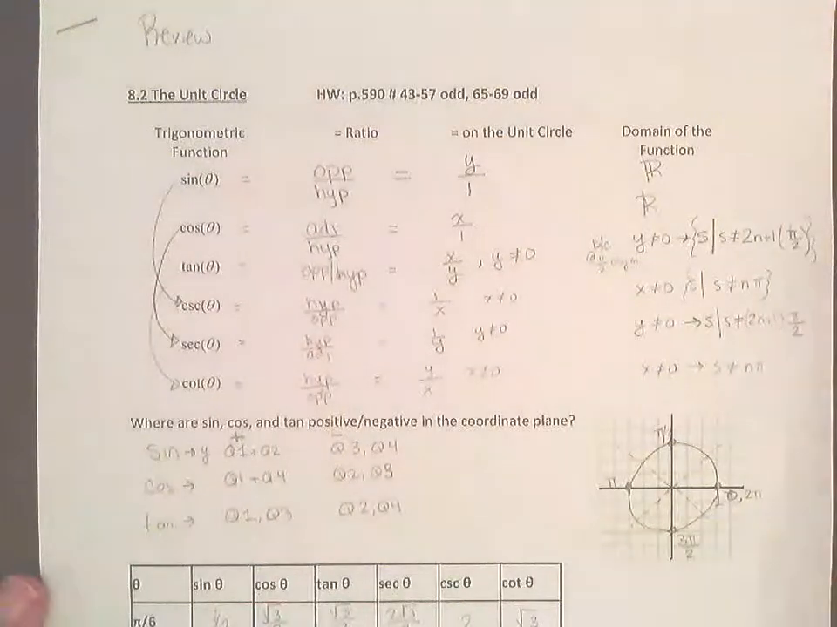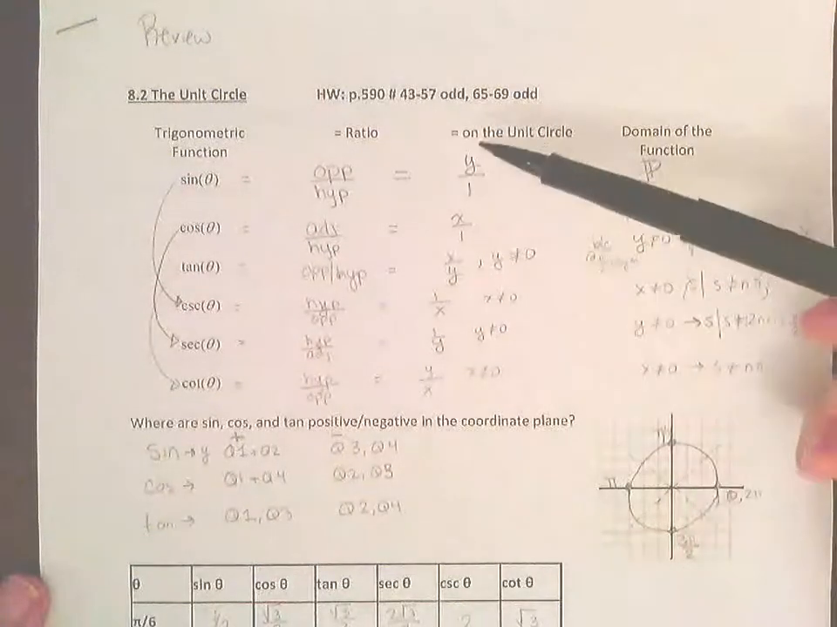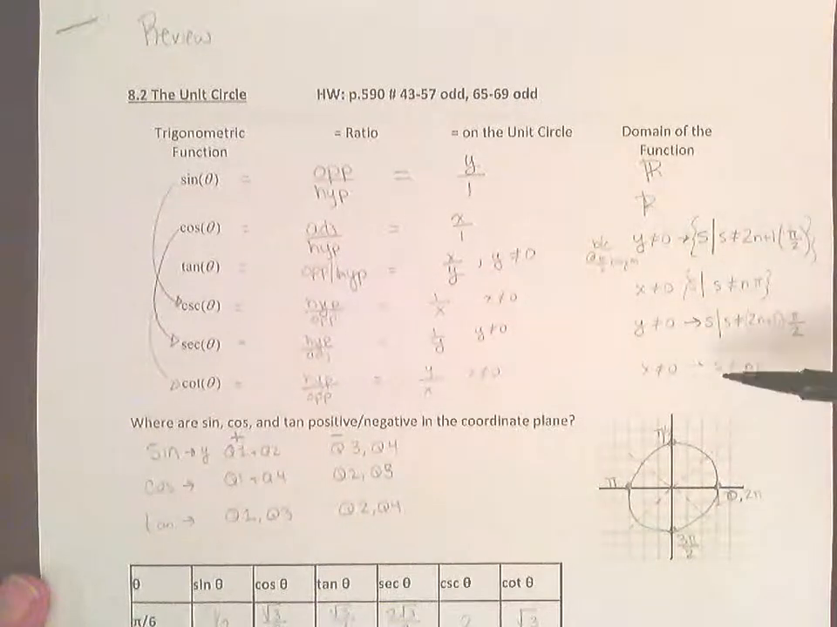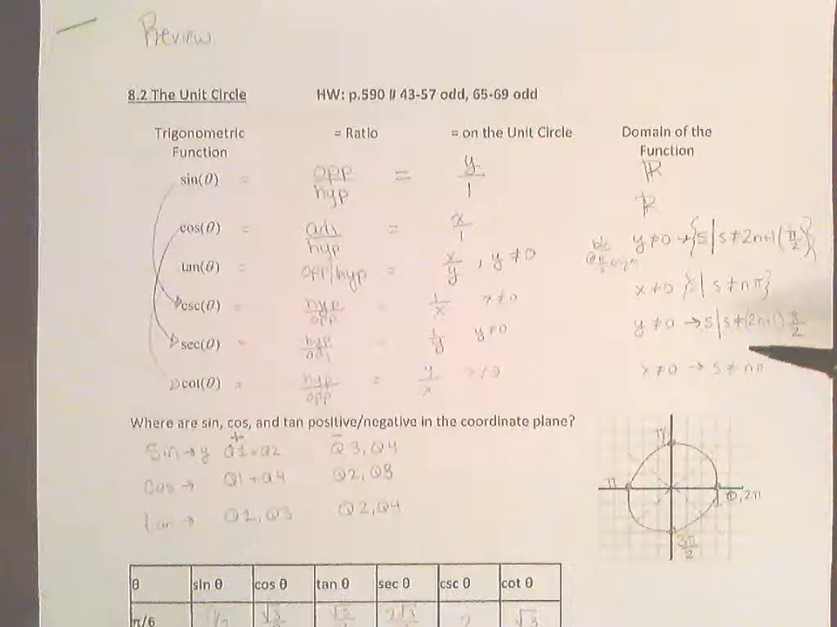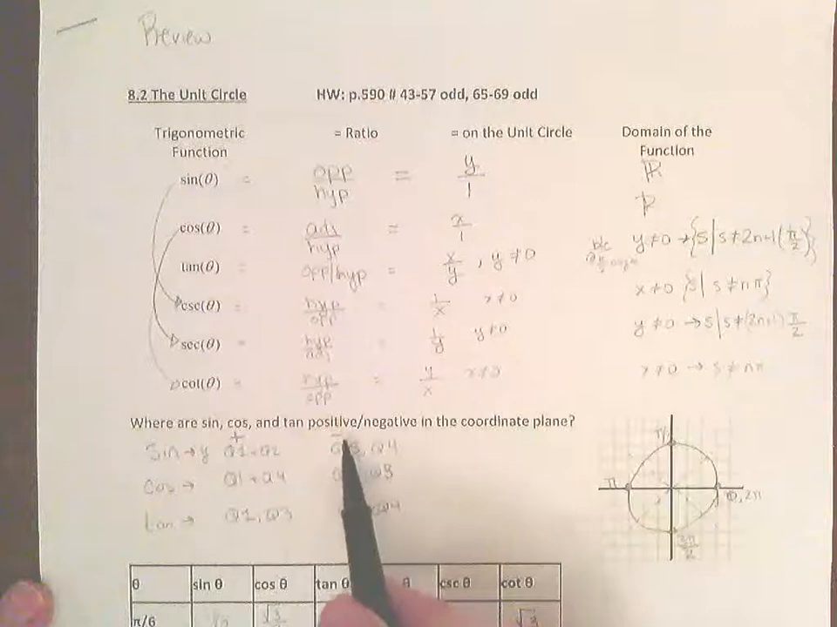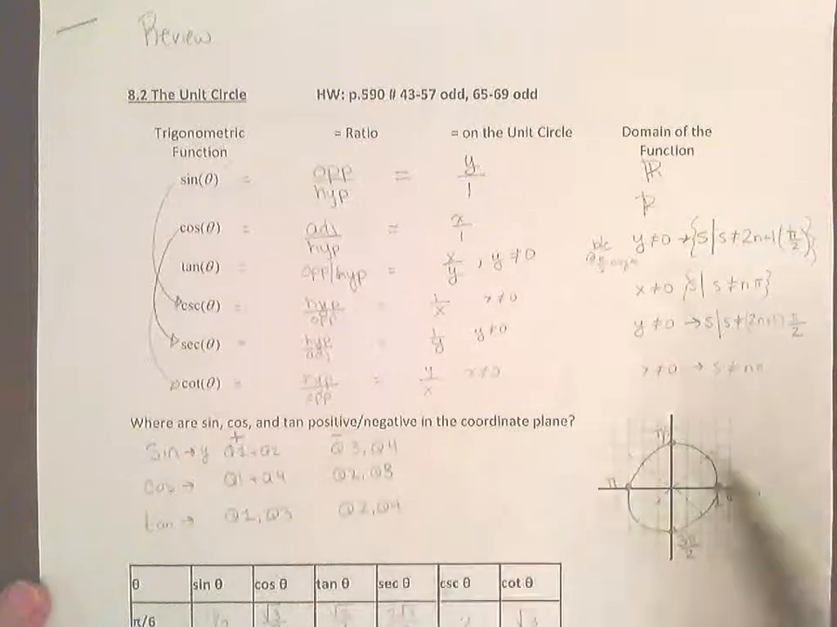Alright guys, so here's 8.2. We went through these today and figured them out. We went through the domain and the range of the functions, or just the domain I should say. And then here, what are the sine, cosine, and tangent? Where are they positive or negative?